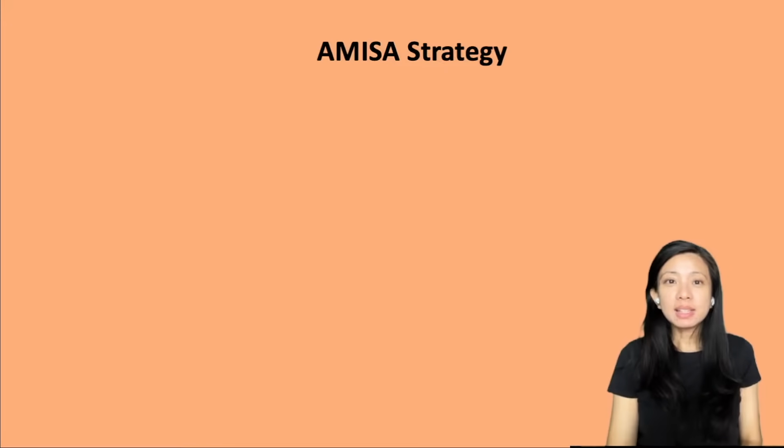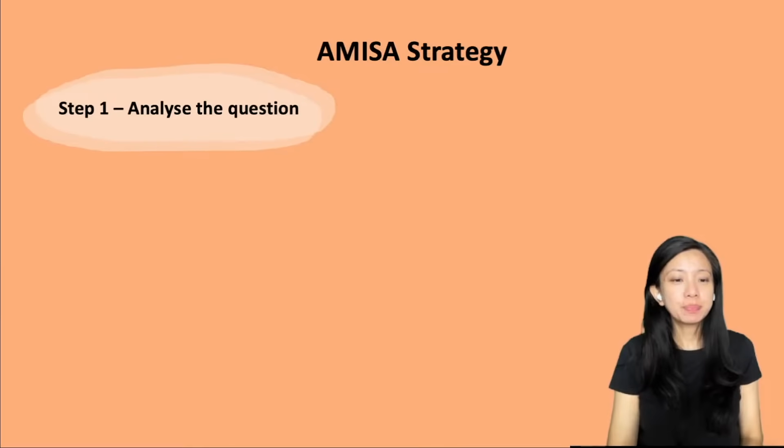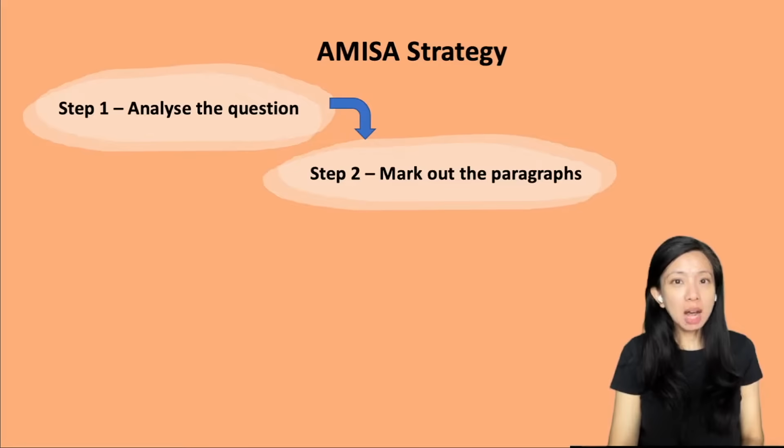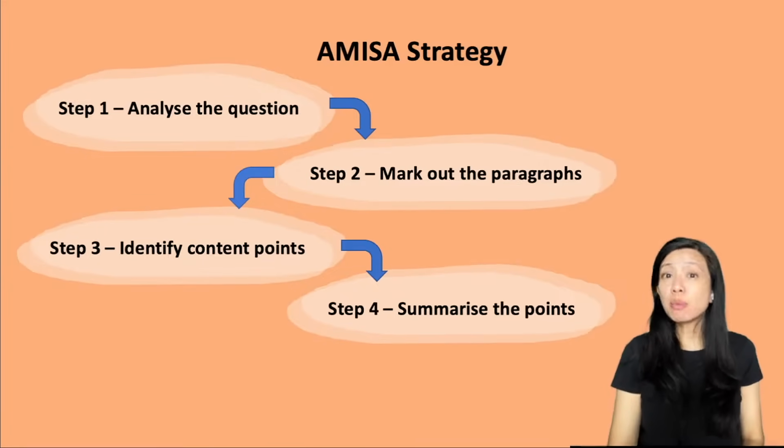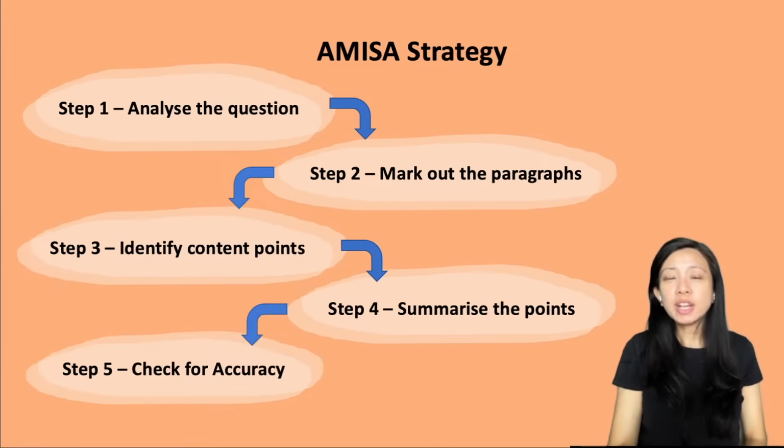The A in AMISA stands for Analyze the Question, M stands for Mark out the paragraphs, I stands for Identify content points, S stands for Summarize the points, and the final A stands for accuracy, which means to check for accuracy. Seems simple enough, doesn't it? Let's dive a little bit deeper in each of these steps.